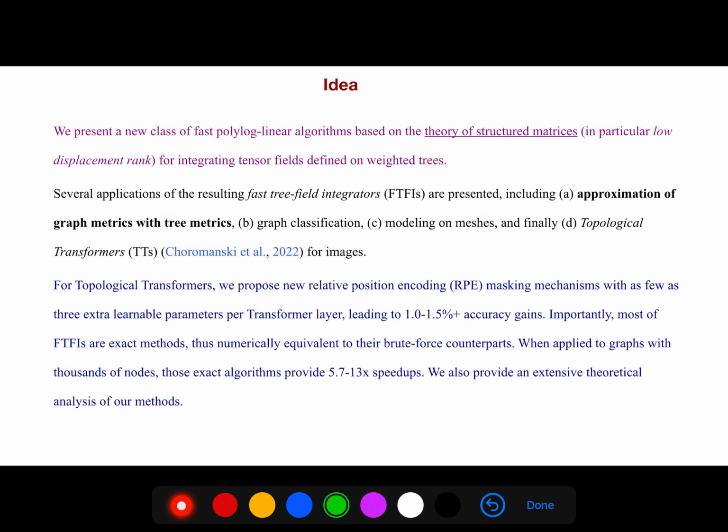For topological transformers, we propose a new relative position encoding masking mechanism with as few as 3 extra learnable parameters per transformer layer, leading to 1 to 1.5% plus accuracy gains. Importantly, most of these are exact methods, thus numerically equivalent to their brute force counterparts. When applied to graphs with thousands of nodes, those exact algorithms provide 5 to 13 times speedups.